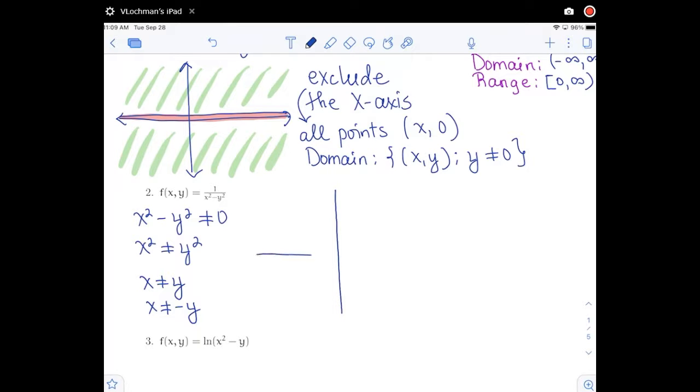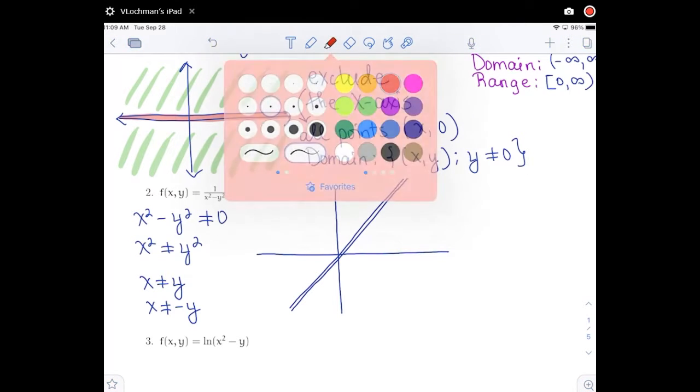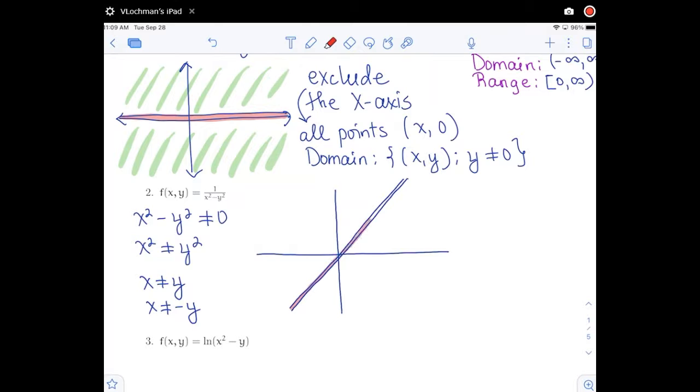Okay, so now we need to decide which part of R2 we need to exclude. x is equal to y. That's our identity line, right? So this is the line that goes up to the right through the origin at the 45-degree angle. Okay, that's one line we're going to be excluding. Okay, that's gone. And then the second line is x equal to negative y. So that's this line right here. Okay, that also needs to be excluded. So anything in between, that's fine.